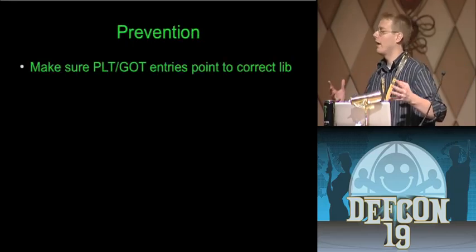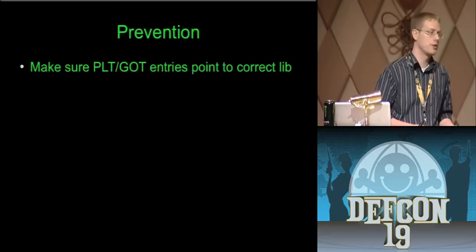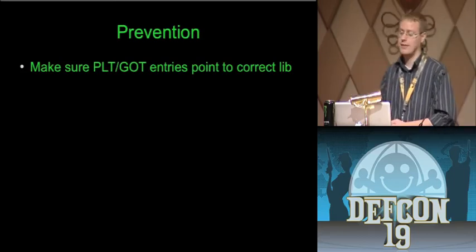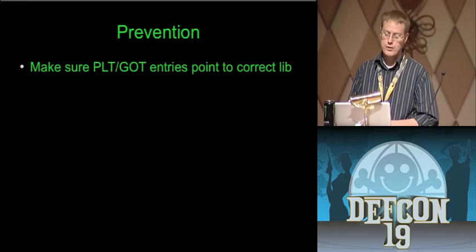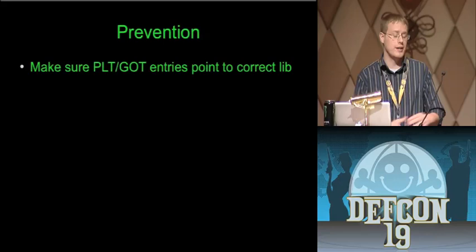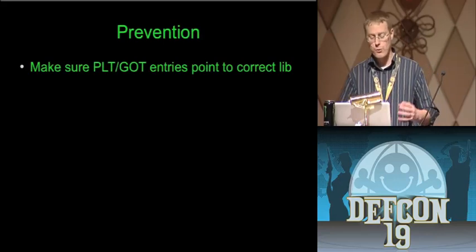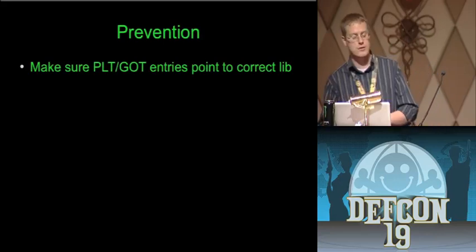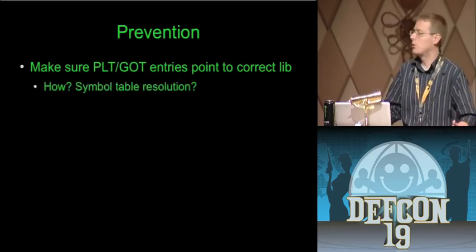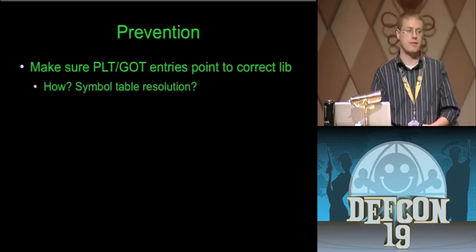So we know that we can hijack functions, and we now have a tool that makes that really easy. So what can we do to prevent it? We're security analysts and security engineers, some of us. And so what we can do is make sure the PLT GOT entries point to the correct library. But like I said, multiple libraries can implement functions of the same name.